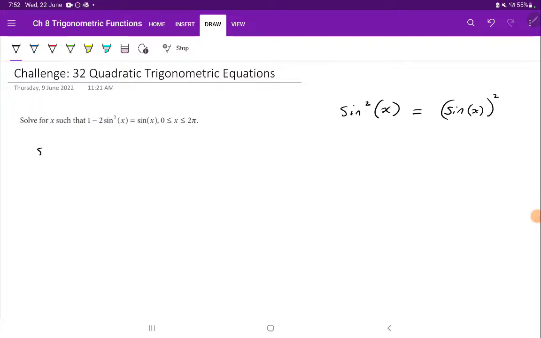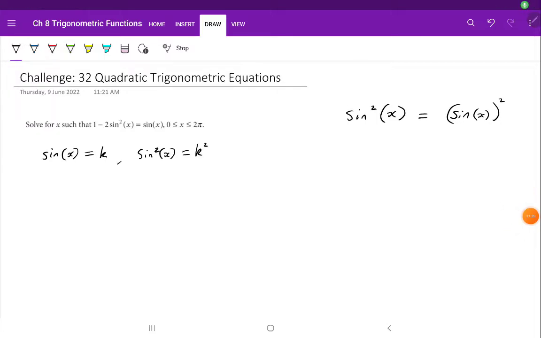So let's just say sine of x, let's call that k. Well, that means sine squared of x, since that's just sine x squared, would be k squared. Alrighty, so now we've got our substitution to be used. So let's substitute into the equation. We get 1 minus 2 sine squared x, well, that's k squared, equals sine x, which is just k. So we've just got a quadratic.